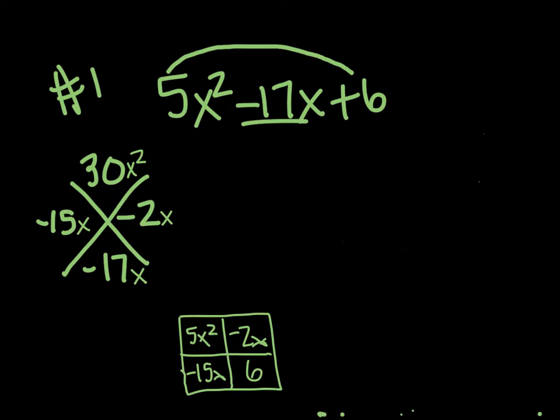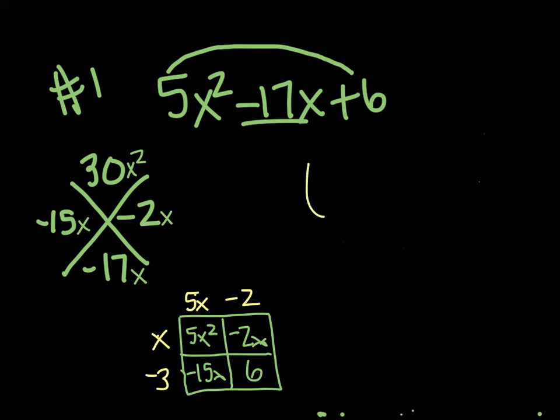So now I have to think, okay, what is the greatest common term between 5x squared and negative 15x? And I'm going to say 5x. Finding that first term on the outside is the hardest part, because now that you have one, you can fill out the rest. So 5x times what gets you 5x squared? X. X times what gets you negative 2x? Negative 2. And 5x times what gets you negative 15x? Negative 3. This, now, in yellow, is what your factors are.